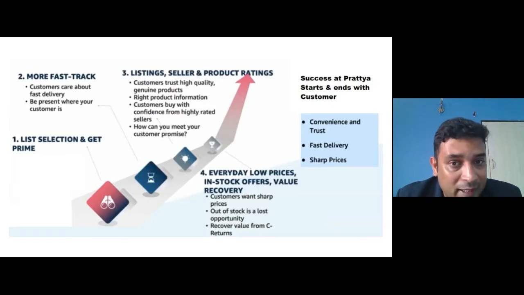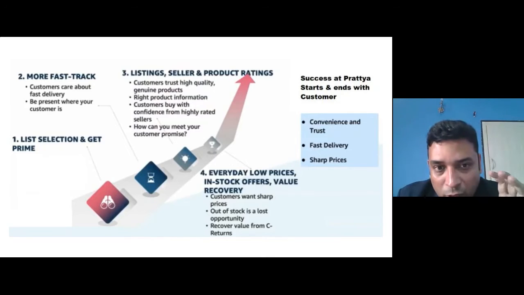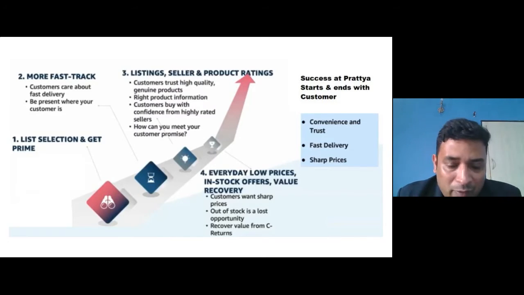Third is the listing, seller and product rating, and customer trust: high quality, genuine product. It is obvious. Right product information, I have already mentioned. Customers buy with high confidence from high rated sellers. A high rated seller will only come when you are selling the product and getting good reviews. And the fourth most important thing is that whatever description you have written, whatever color, whatever product quality, actually matches the same thing when the customer receives the product.